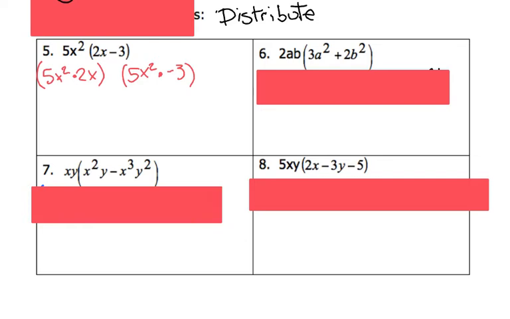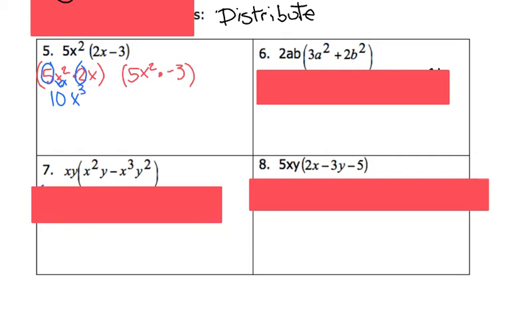Kind of how I would break it down. So 5x squared times 2x. 5 times 2 is 10. I have 2 x's there and an x there, so that's a total of 3. So I get 10x cubed.